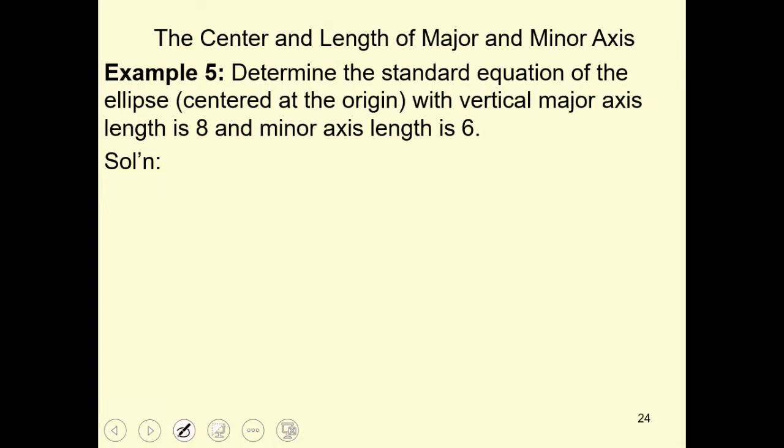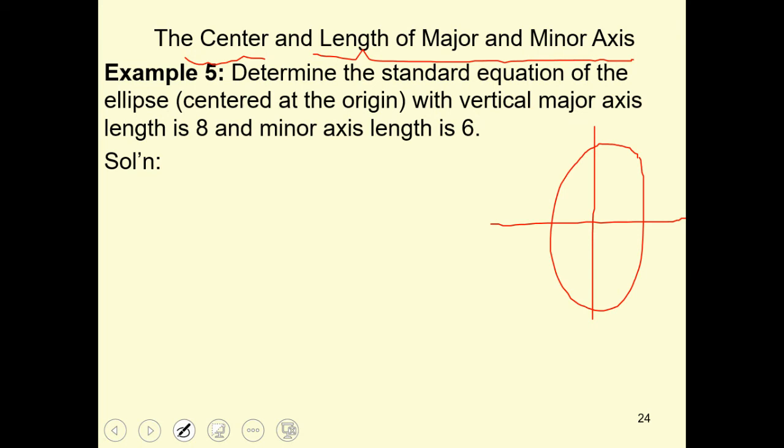Last, example 5. The center and length of major and minor axis. So the center is given, and the lengths of the major and minor axes are given. Determine the standard equation of the ellipse centered at the origin with vertical major axis length 8. Vertical major axis, so it is vertical, class, and minor axis length is 6. So the major axis is 8, and the minor axis is 6. Determine the standard equation.